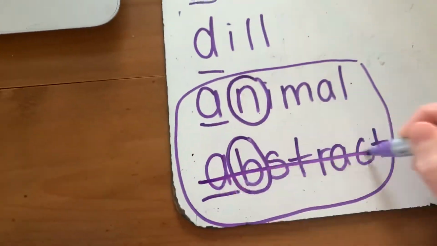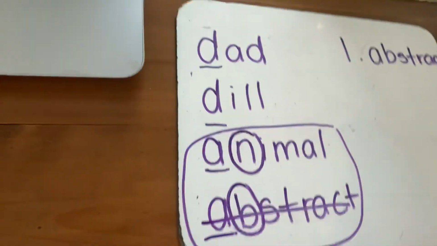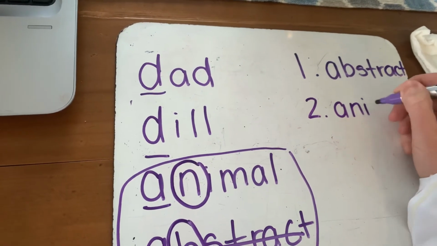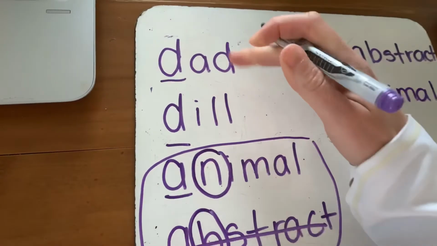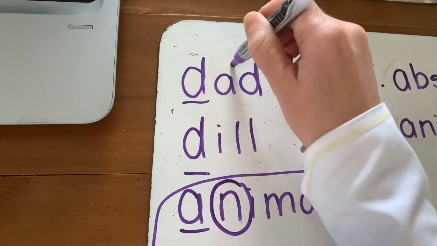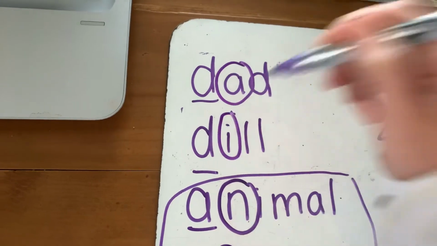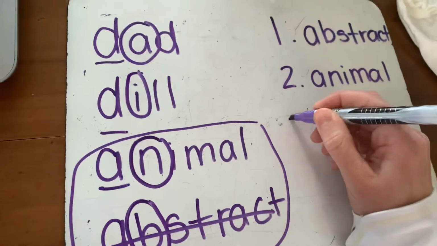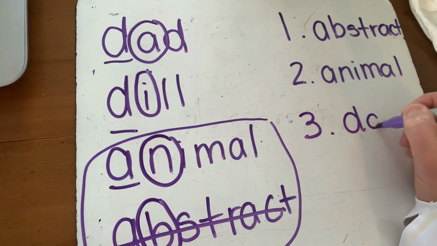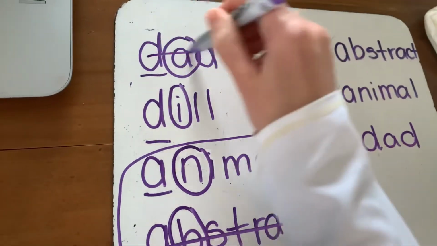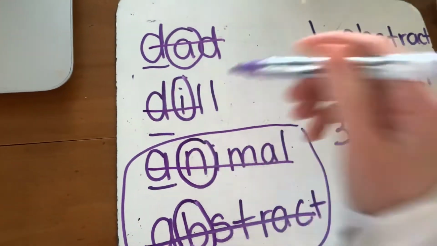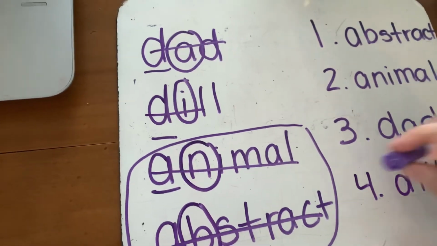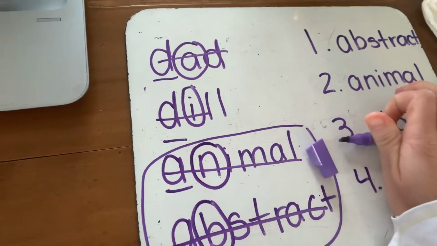I'm running out of space. And then I always like to cross it out once I use it. And I know animal is going to be next because that also begins with an A. Then I go to my other two. They both begin with D, so I need to look at the second letters. A and I. I know A comes before I, so dad will come before dill. And last but not least, dill. Okay, so remember you might have to look at the second or even the third letter sometimes, okay?